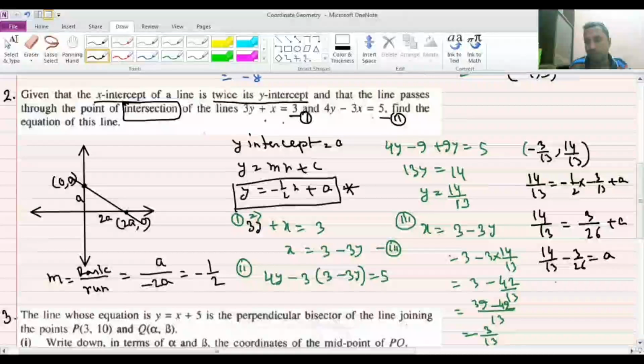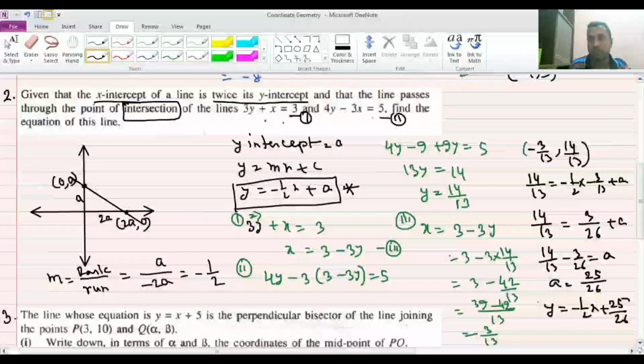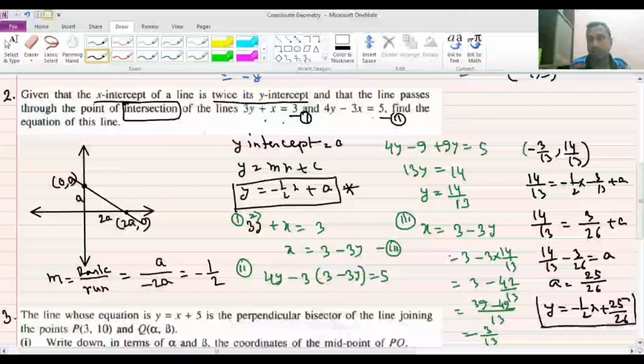Now the LCM will be 26. 28 minus 3 is 25. So the equation of the straight line passing through it will be y equals minus half x plus 25 by 26, and this is the answer. You can also write it in the form ax plus by plus c.